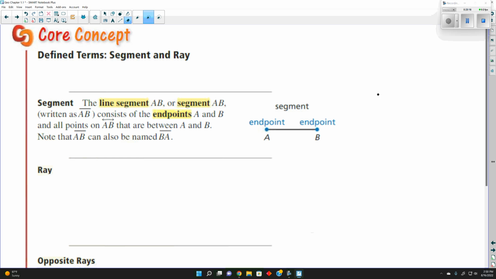So when we name a line segment, so AB, I'm going to put a line segment above it. I'm going to put a line without any arrows because that's what a line segment is. So I could name this AB or BA. These are naming the same line, yes? Naming the same line segment.